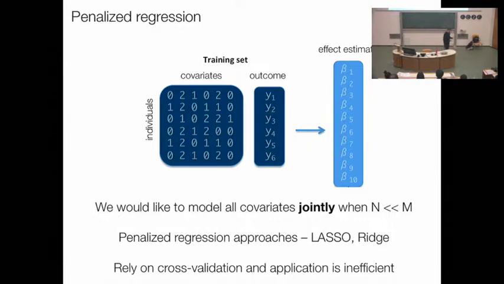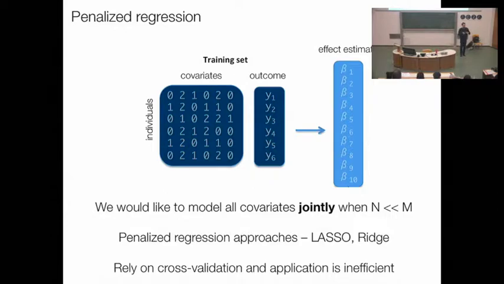What we would ideally like to do is to model all covariates jointly, right, in this scenario. And one way to do this is through penalized regression approaches, such as lasso or ridge regression, where we're applying a shrinkage parameter onto our covariates. But typically its implementation relies on cross-validation, and a lot of its application is quite inefficient in the way in which it's coded. So there's a whole field in genome-wide association studies of doing the analysis one marker at a time, and then moving to an independent sample, calculating the LD, and trying to put it back in.